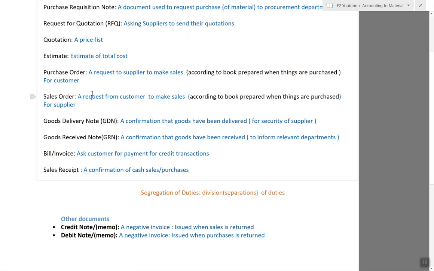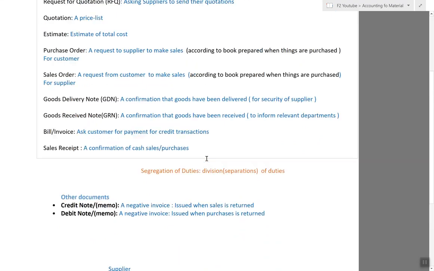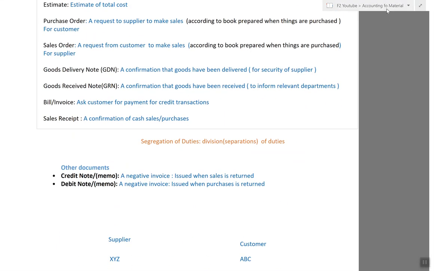So I've written the definition of these documents here as well, if you want to know. Otherwise, let's move forward.